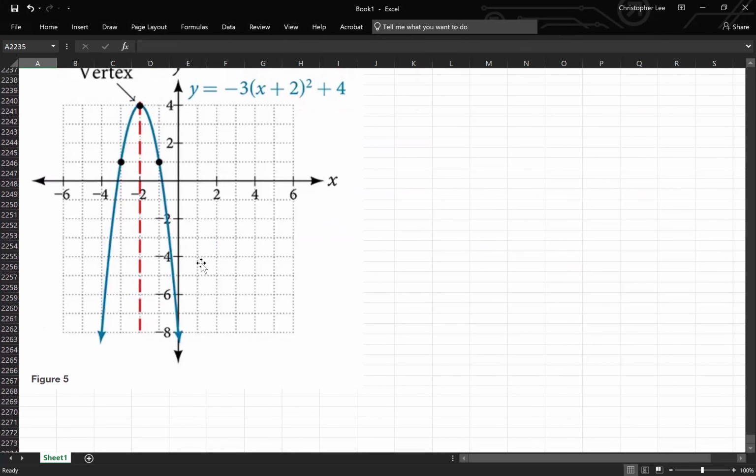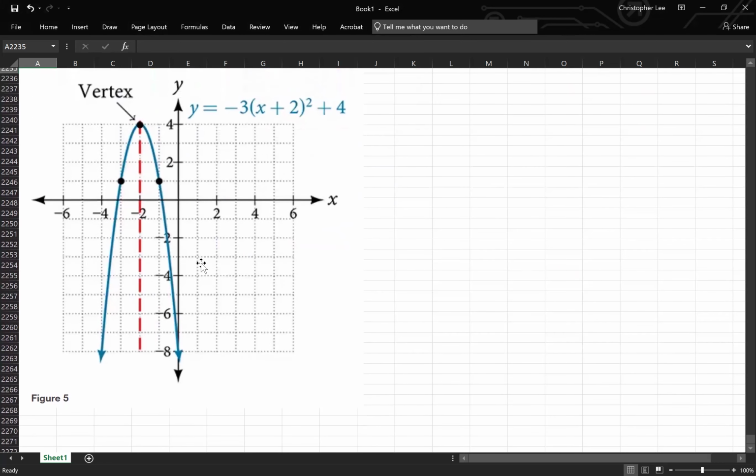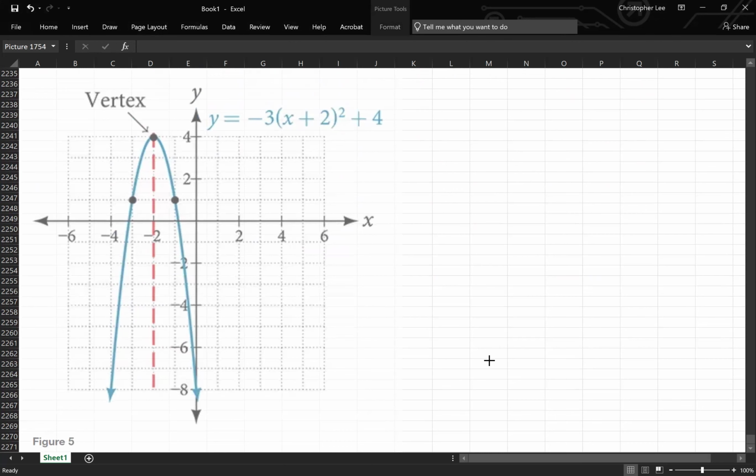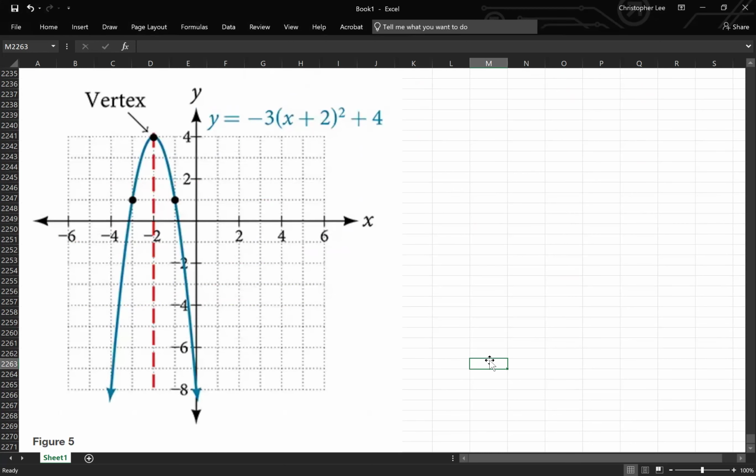All right. So here we go. So you see we have our vertex at the very top, right? Vertex at the very top, that's going to be our h. h is -2 from our general form here, right? Our vertex form. Our k is going to be 4, right? So there we go. That's the +4 for the vertex.